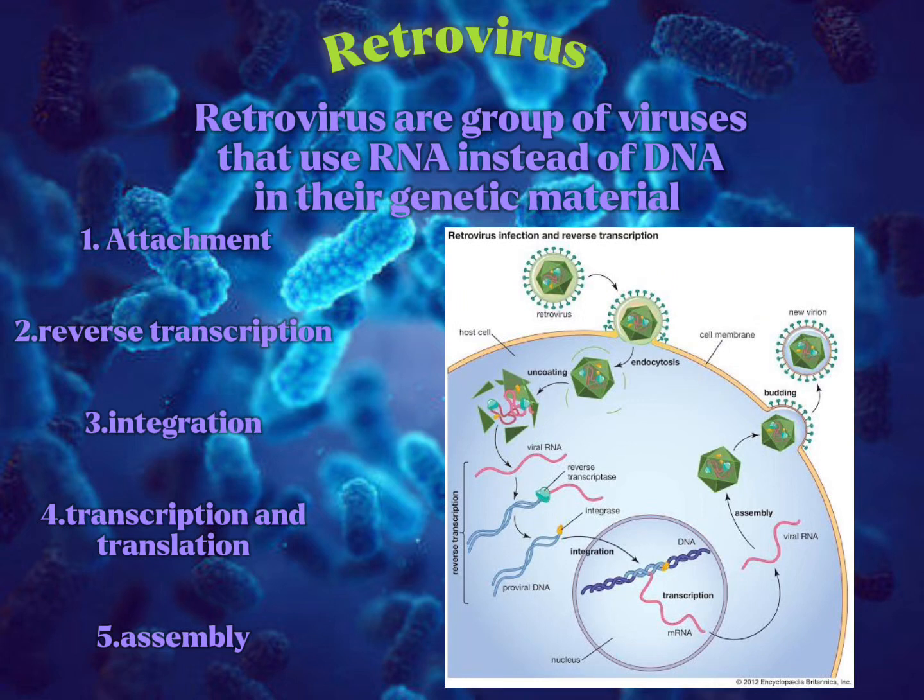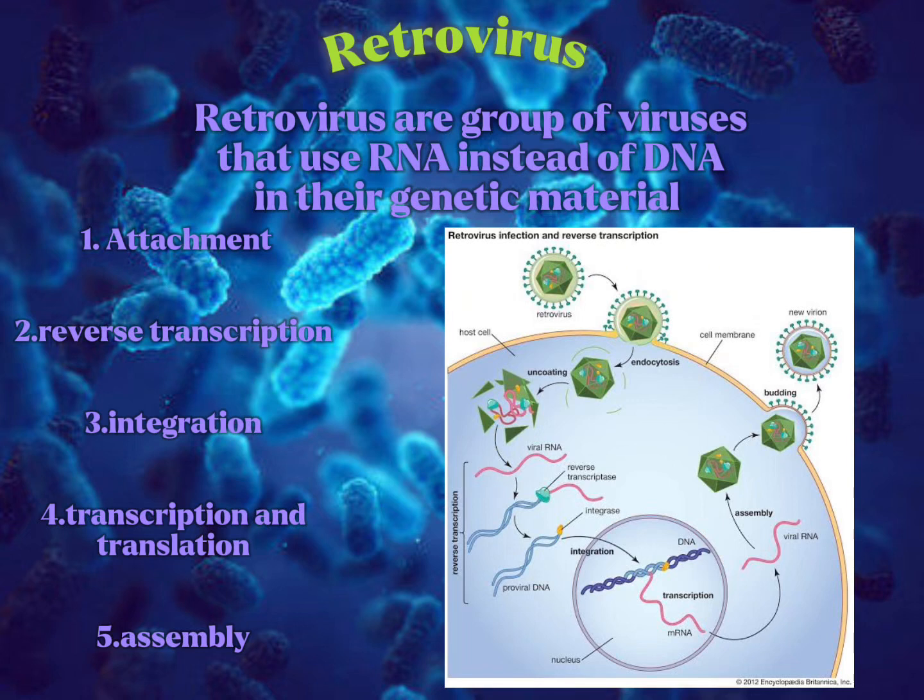And now we will talk about retroviruses. It is a group of viruses that use RNA instead of DNA as their genetic material. And the first step is the attachment. It is when the retrovirus binds to a specific receptor on the host cell. Number 2 is the reverse transcription. It is when the virus releases its RNA genome into the cell, and the reverse transcriptase converts the RNA into double-stranded DNA.